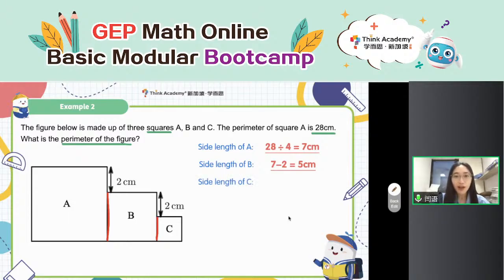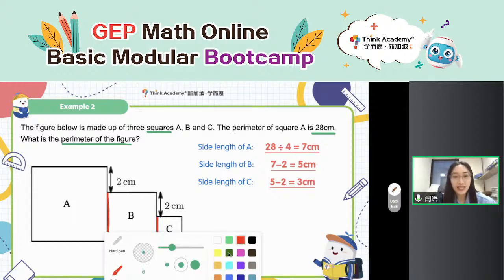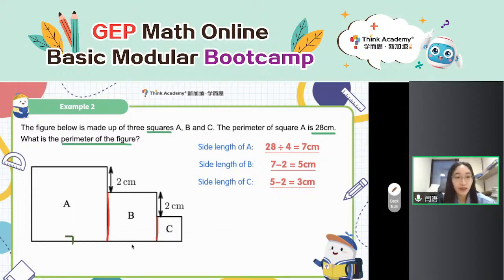And then following this, what about C? Correct. Again, you can see that the square C is 2 centimeter shorter than square B. So here we get 5 minus 2. That is 3. So following this, we can try to label. This is 7, 5, and 3.